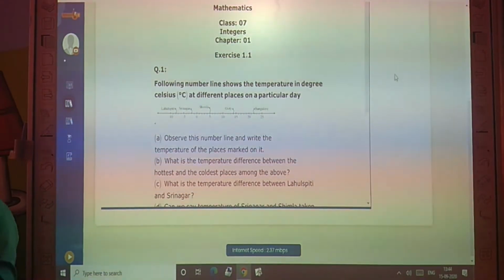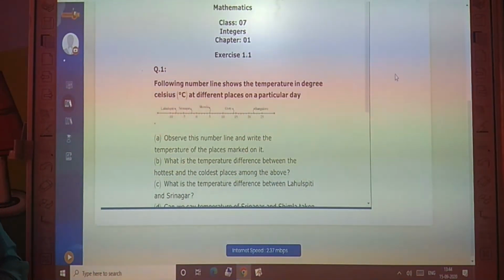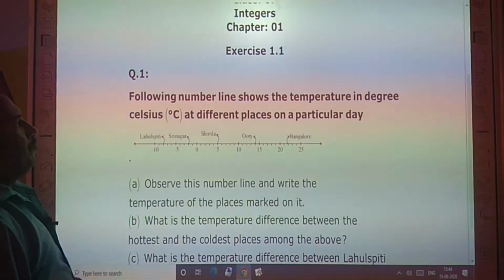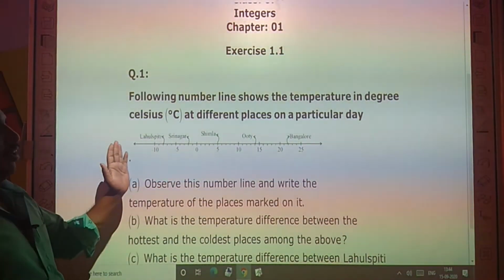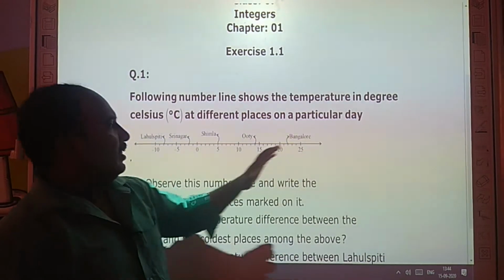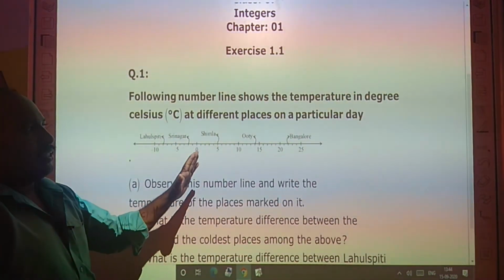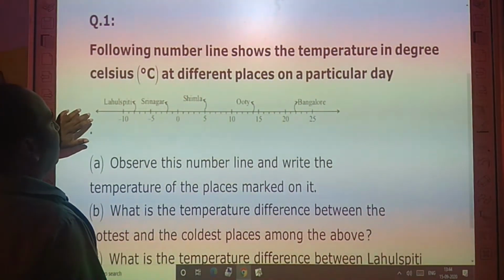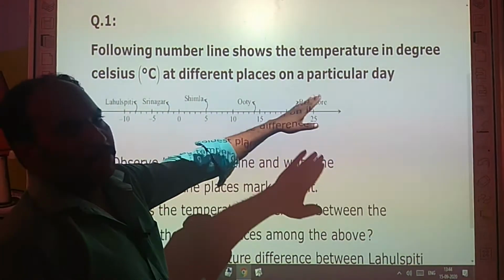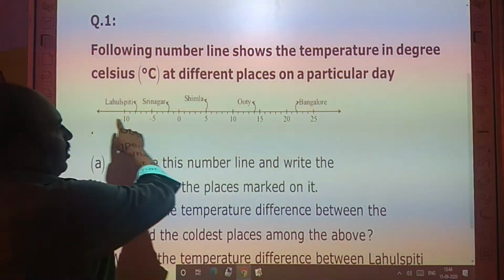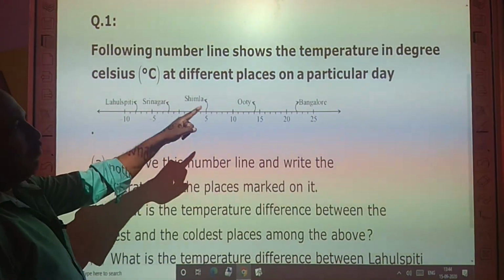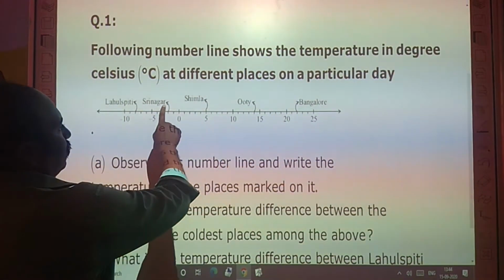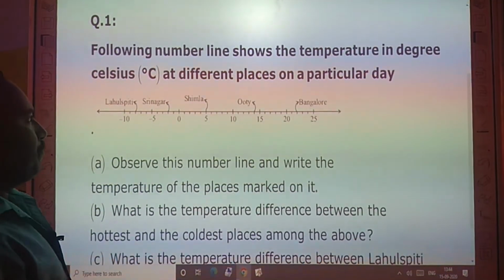Next one, exercise part, mathematics, class 7, integers. Question number 1. The following number line shows the temperature in degree Celsius at different places on a particular day. It is called the number line. The temperature is given in degree Celsius for 5 places.